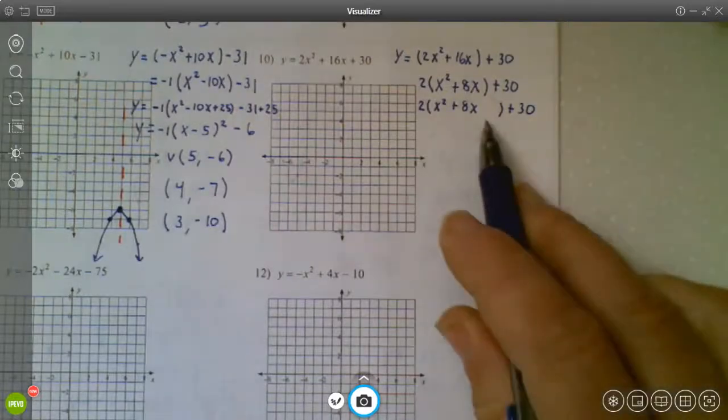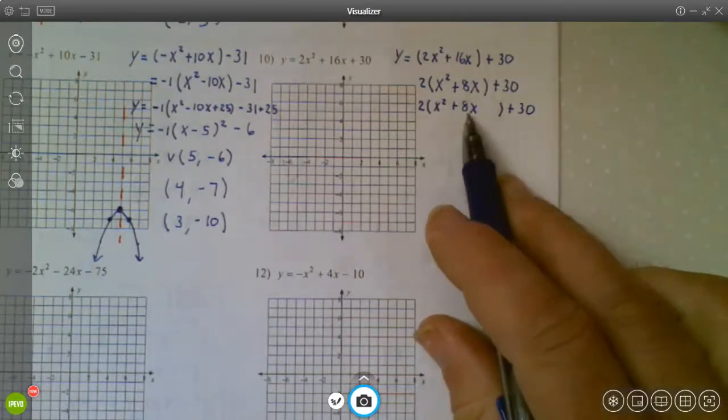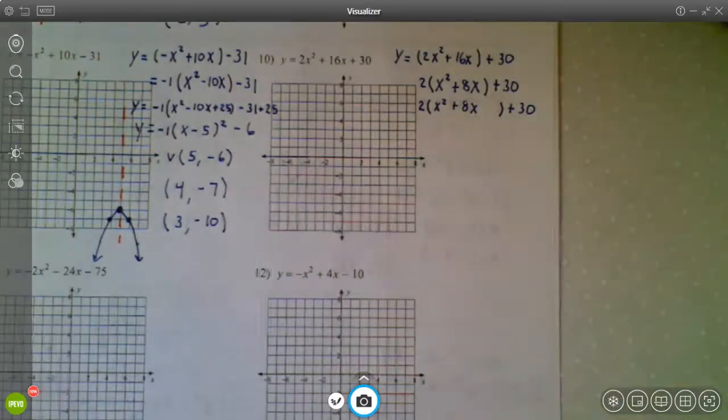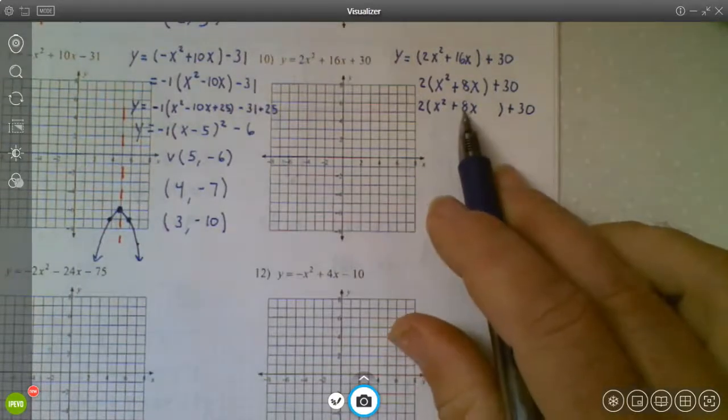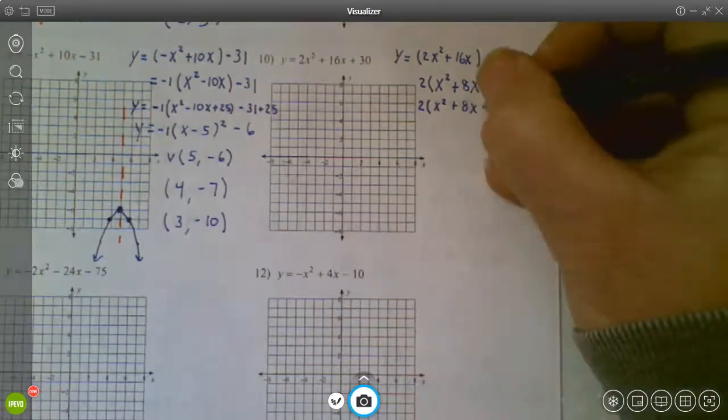All right, so what does our c value need to be? Well, remember, if you take your 8 and we plug it into that little formula that we have for figuring out c, so if you take this and divide it by 2, you get 4. 4 squared is 16.